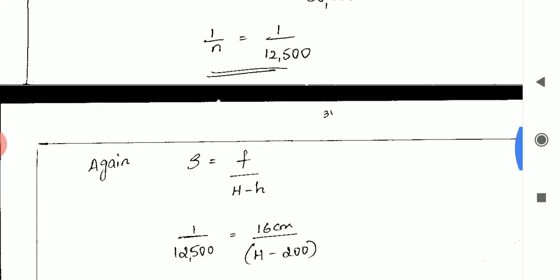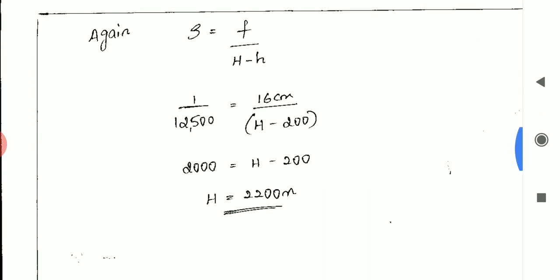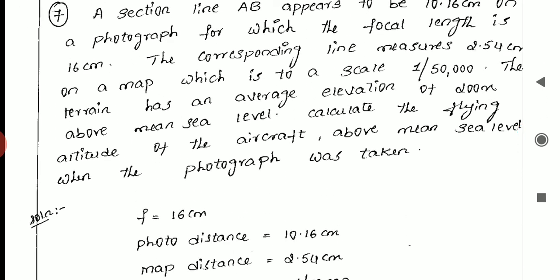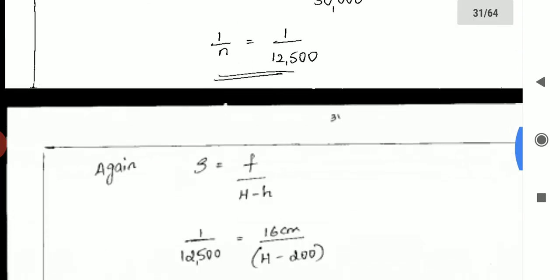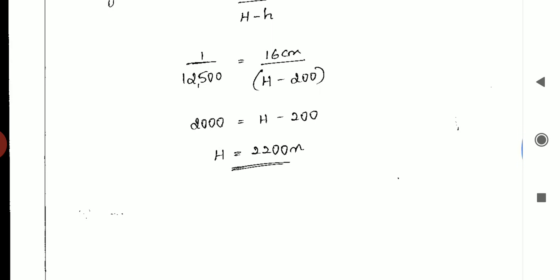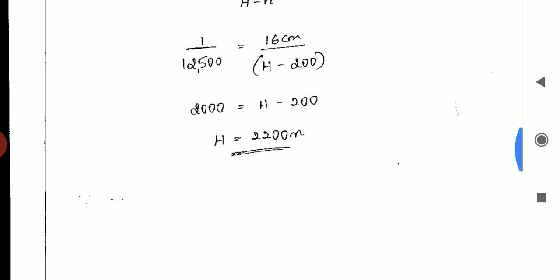Okay, so again the formula is S equal to f by H minus h. He mentioned the mean sea level. He asked for the photo scale and also the capital H, the height above the mean sea level. So by using this formula, we will get the height above the mean sea level.